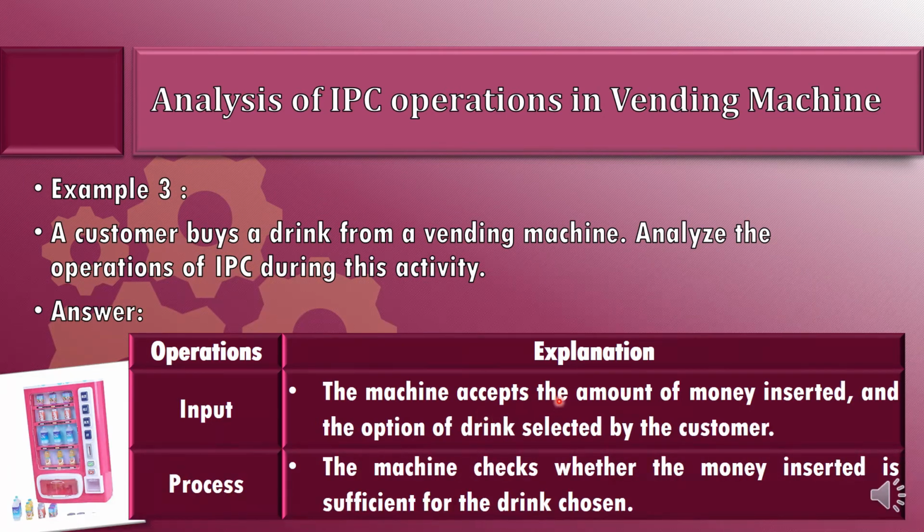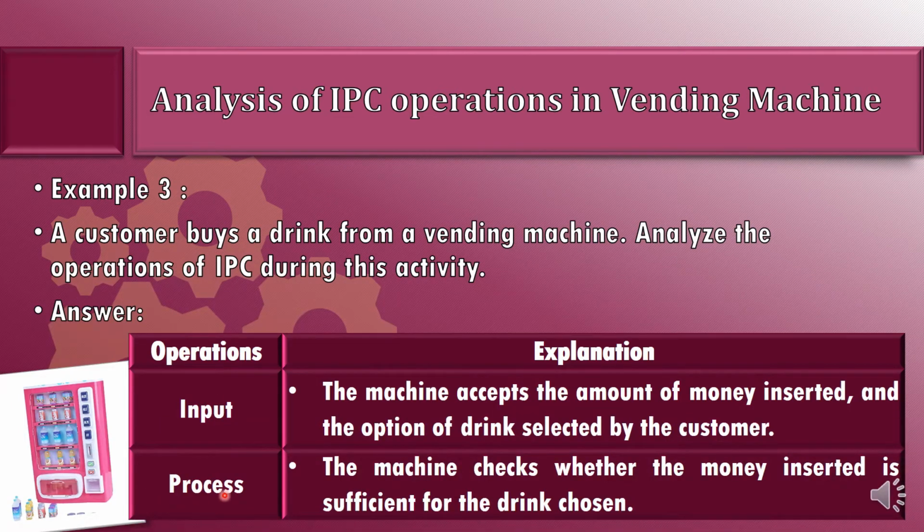As you can see here also, the verb is still accept. The verb we use to represent input operation is still accept. But this time we refer to the thing as the machine. Do not mention computer, okay? The machine accepts the amount of money inserted and the option of drink selected by the customer.